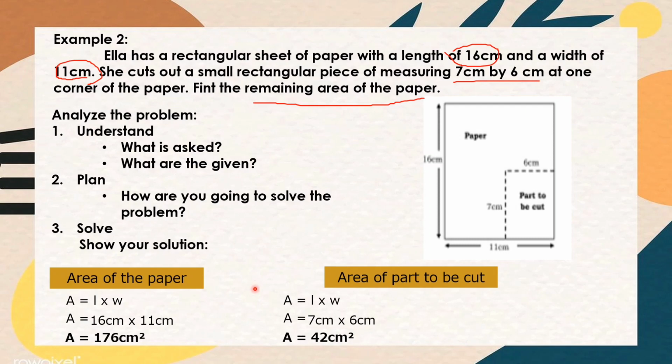Okay, so we have already the area of each rectangular piece of the paper. So therefore we can now subtract the area of the part to be cut from the area of the paper. So that will be 176 minus 42. The answer there will be 134 square centimeter. So the remaining area of the paper is 134 square centimeter.